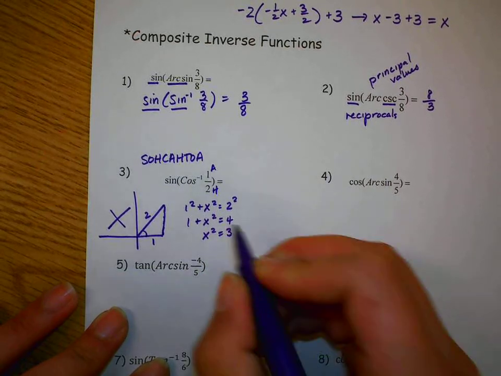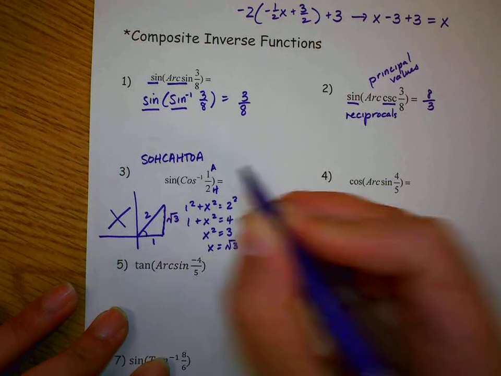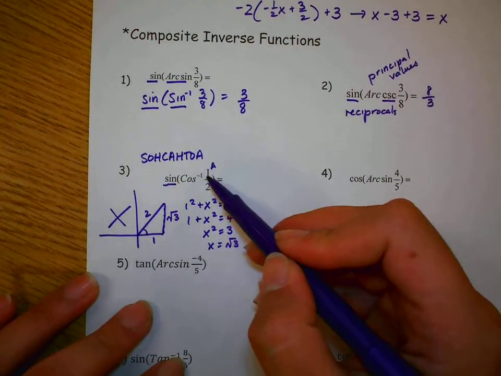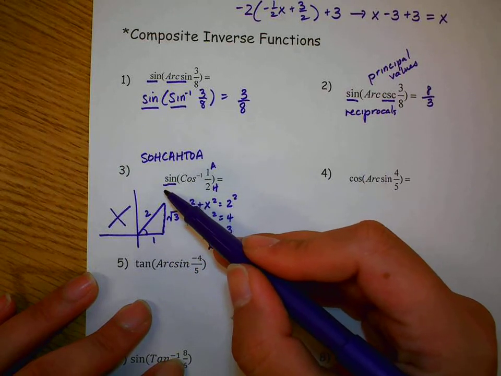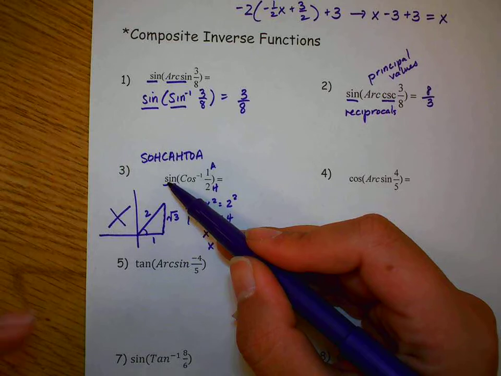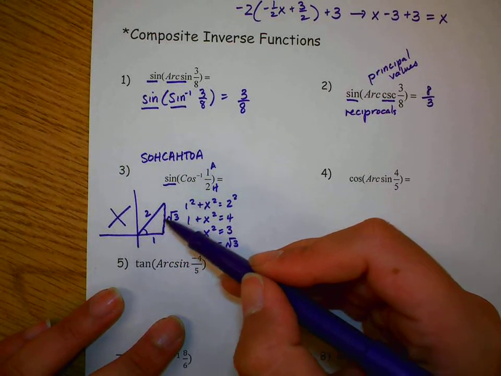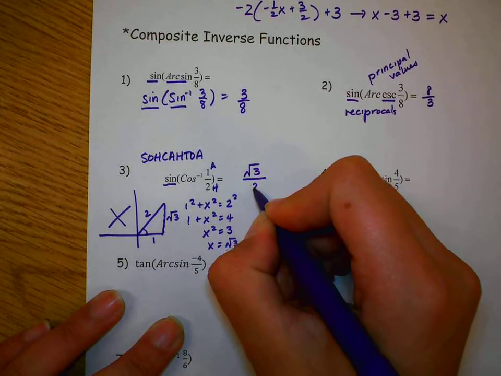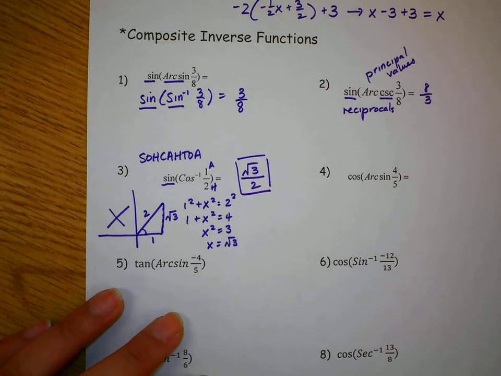So I solve it, and I get the square root of 3. That's going to be my opposite side. Okay, so you're going to use this information from the inside to draw your triangle, and then now you're going to evaluate the outside. So they eventually just want you to find the sine of the angle. So the sine of the angle is going to be opposite over your hypotenuse. So final answer is √3/2.